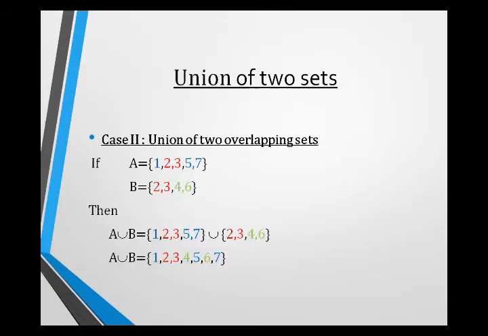Now we move towards the second case. The second case is the union of two overlapping sets. What are overlapping sets? As we previously studied, I repeat here, students: two sets are called overlapping sets if they have at least one common member and neither of the two is a subset of the other. As you see here, we have a set A equal to {1, 2, 3, 5, 7} and a set B equal to {2, 3, 4, 6}.